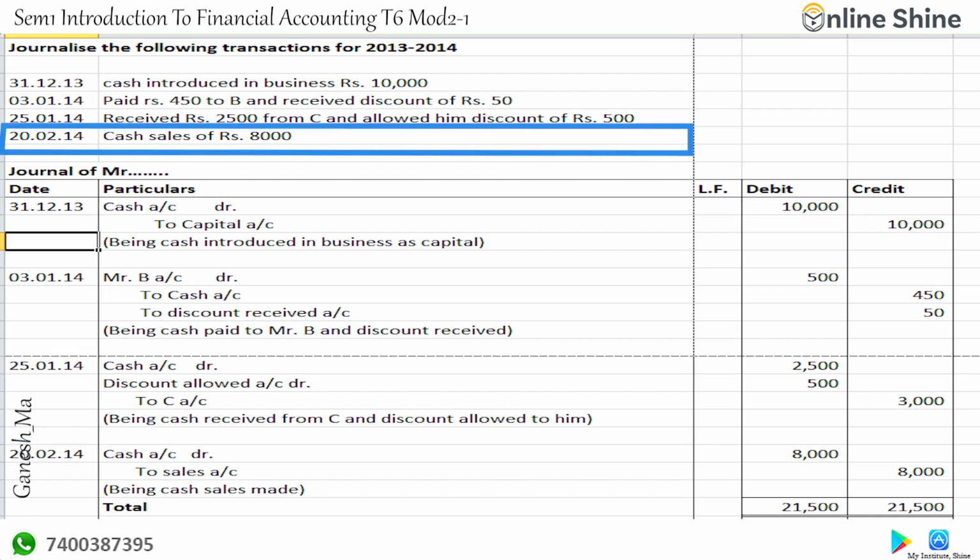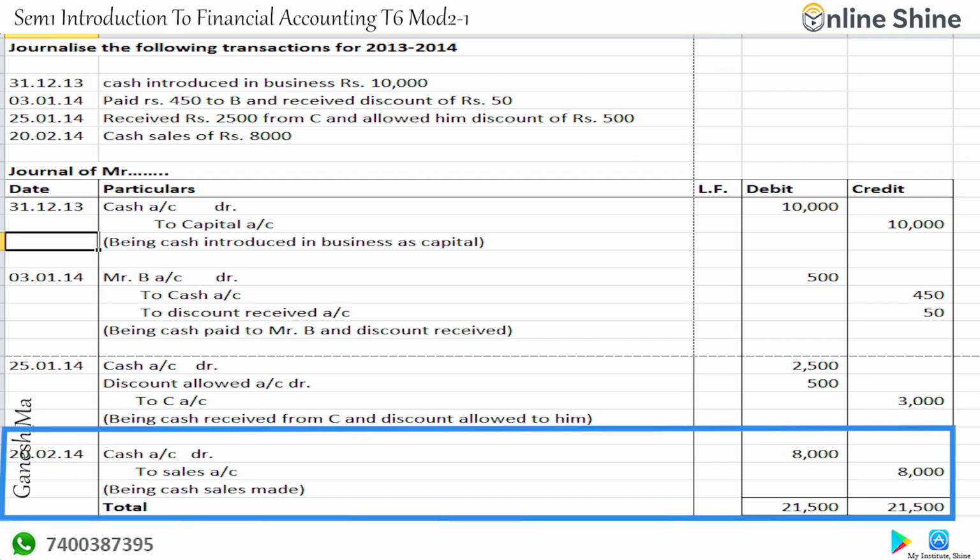Now here I have made a sale. That means my goods have gone out. And what have I received? Cash. So again cash account debit rupees 8,000, to sales account rupees 8,000. Sales means my direct income or you can say my production income. Understood? So that will be credited. So being cash sales of rupees 8,000. This is how it is done, and then at the last you can see over here I have totaled my journal book. So each debit will have a credit. So here my journal entry is getting tallied by rupees 21,500 in debit and 21,500 in credit.